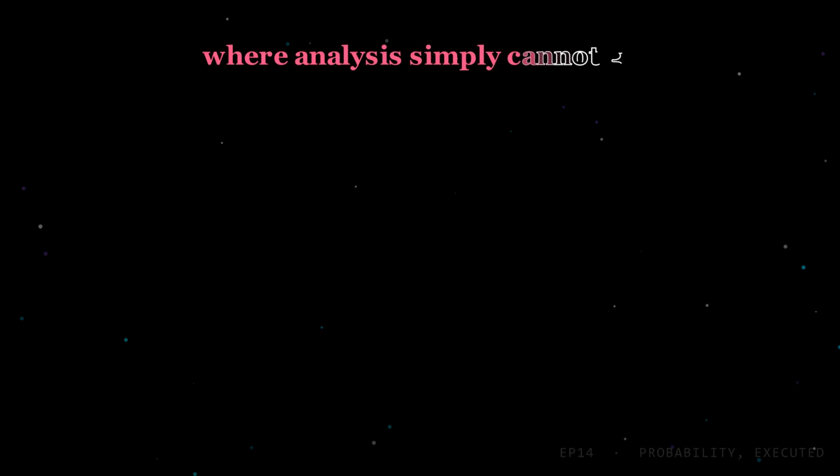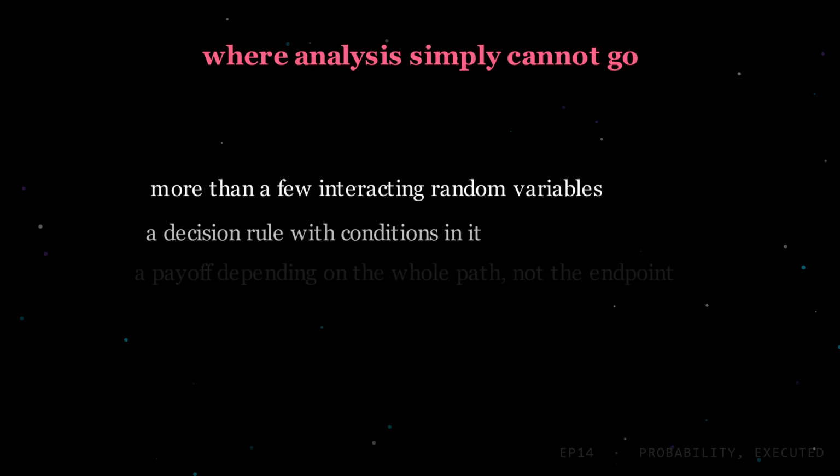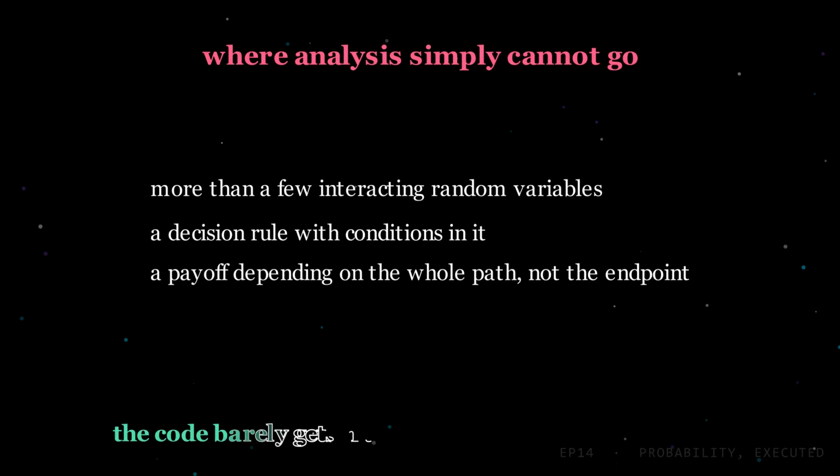The reason this matters is that it works on problems where analysis simply cannot go. As soon as your problem has more than a handful of interacting random variables, or a decision rule with conditions in it, or a payoff that depends on the whole path rather than the endpoint, the closed-form solution usually stops existing. Monte Carlo doesn't notice. If you can code the process, you can measure it, and the code barely gets harder as the problem gets uglier.